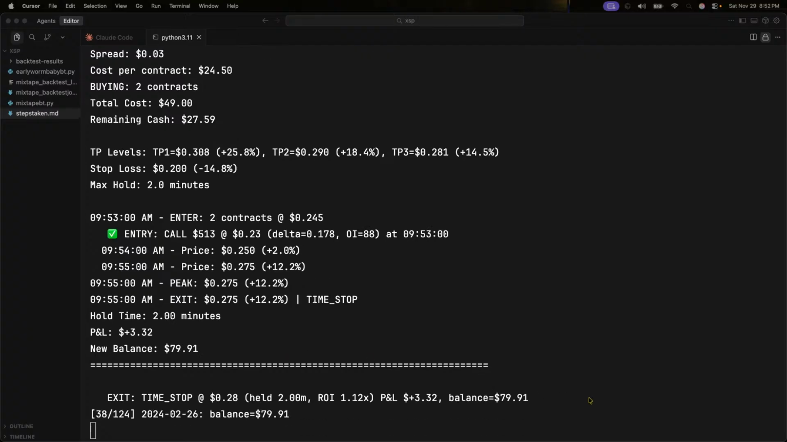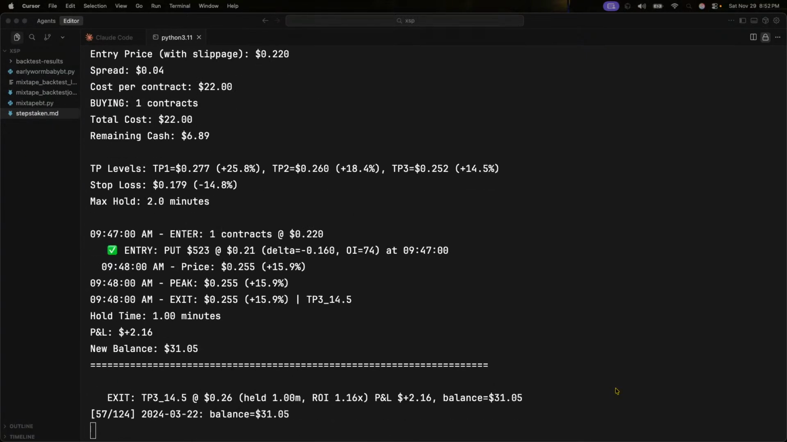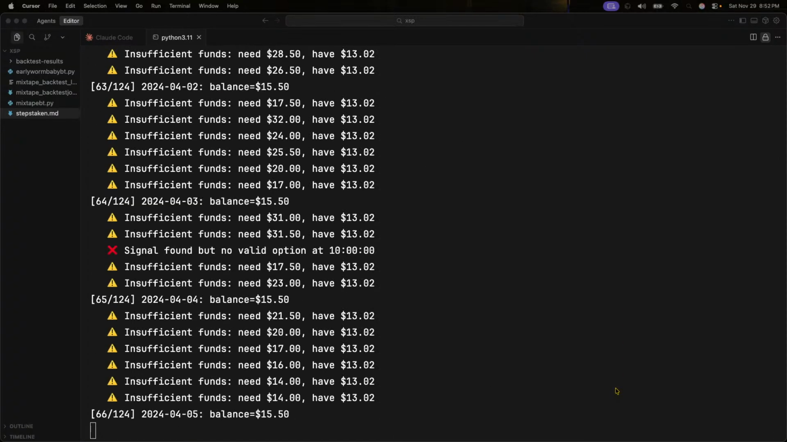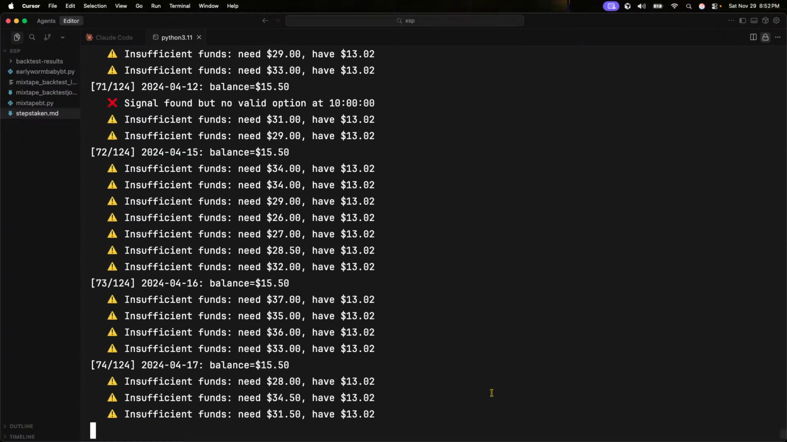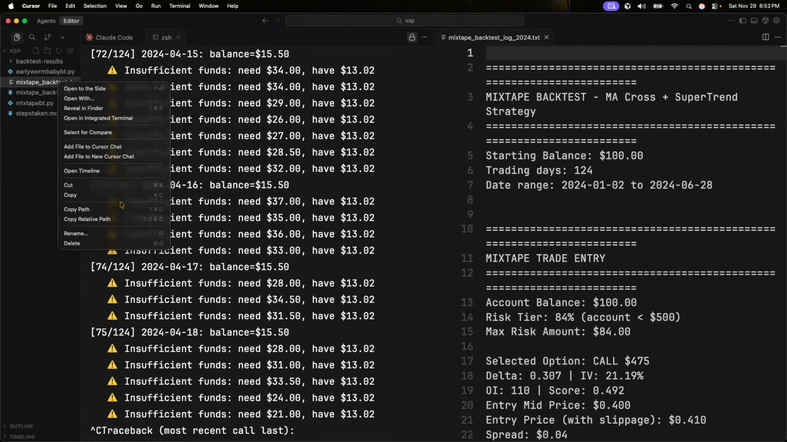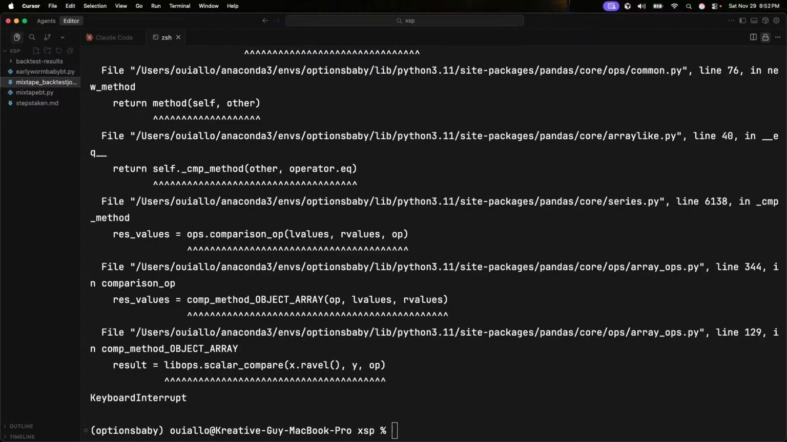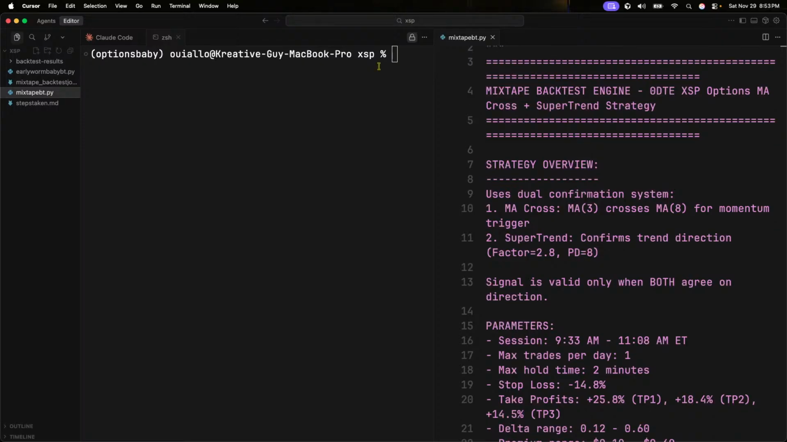So let's just let it run and see how well it performs. So what I'm noticing, we're giving back way too much money. All right. So what I'm going to do, I have a couple of ideas. We're going to do some parameter adjustment on the fly real quick, because I'm noticing a few things.